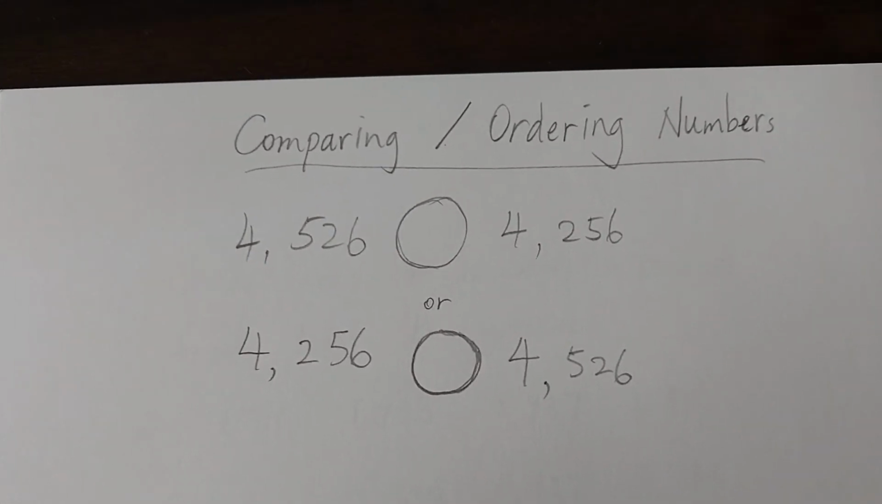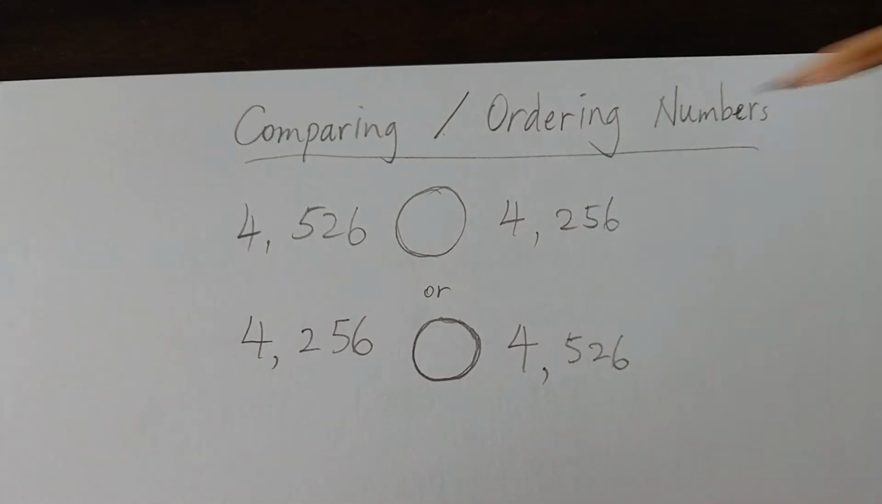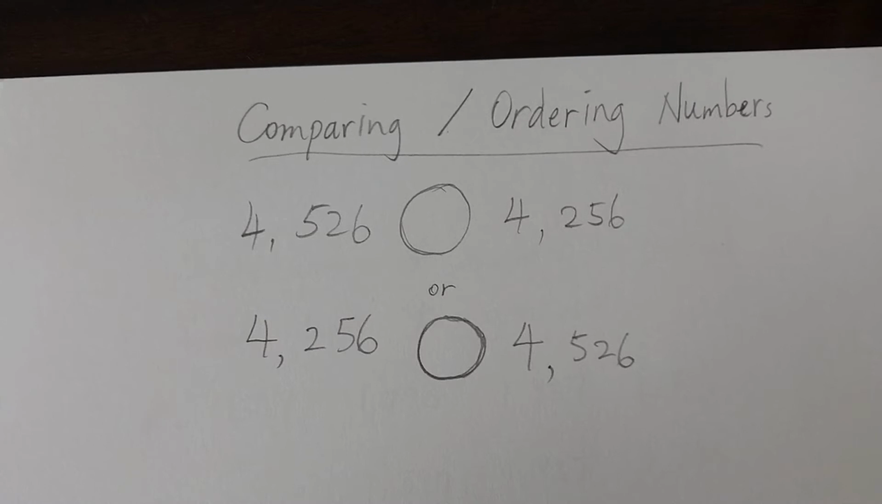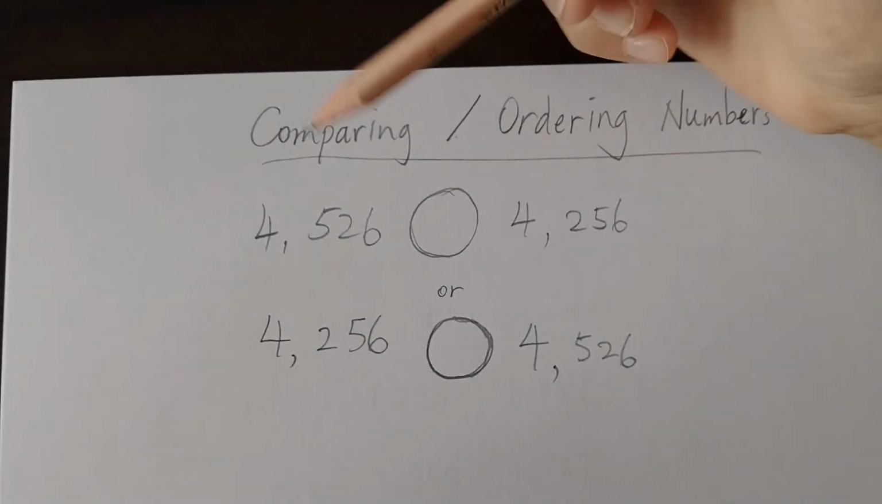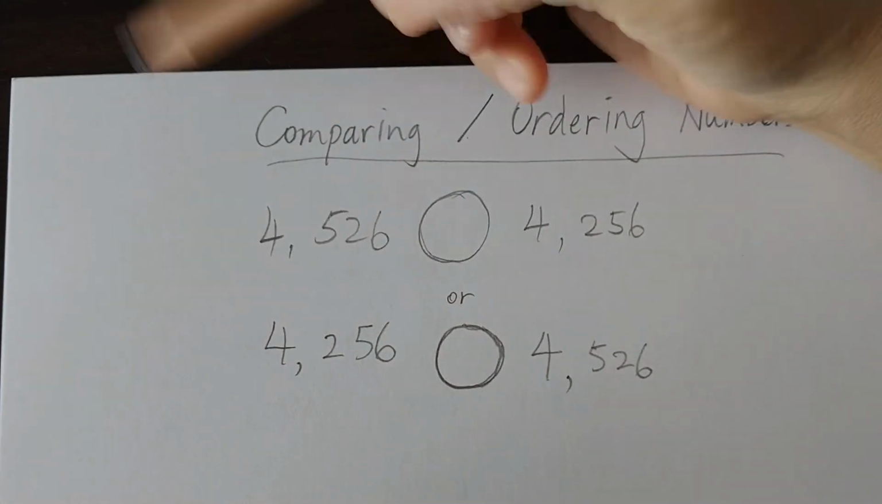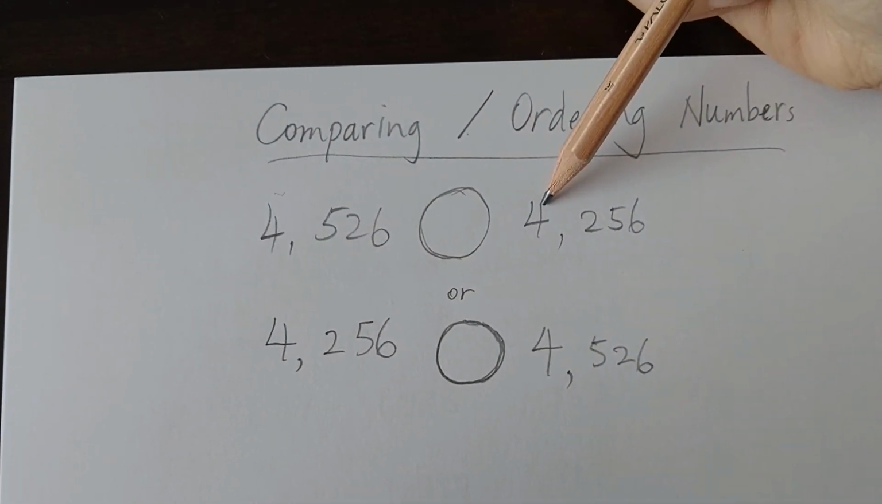This tutorial is about comparing and ordering numbers. Let's talk about comparing numbers first. When we compare numbers, we usually use place value to compare them. For example, in this case, we have 4,526 and 4,256.